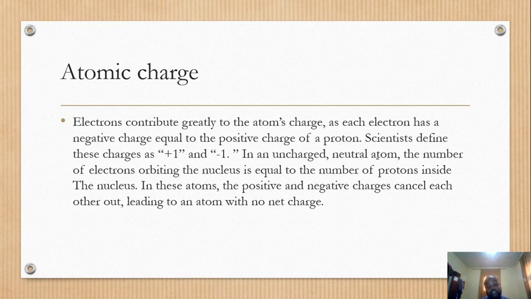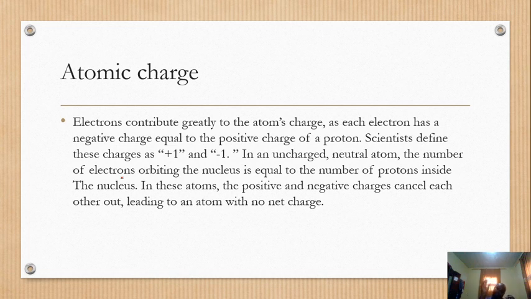In an uncharged neutral atom, uncharged meaning it does not have a charge, the number of electrons orbiting the nucleus is equal to the number of protons inside the nucleus. Usually, the protons are found in the nucleus and are positively charged, while the electrons are found in the shells that surround the nucleus and are negatively charged. When the number of electrons and protons are equal, they cancel each other. So the overall charge of an atom is what? Zero.